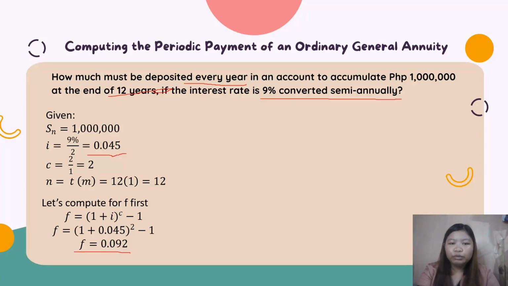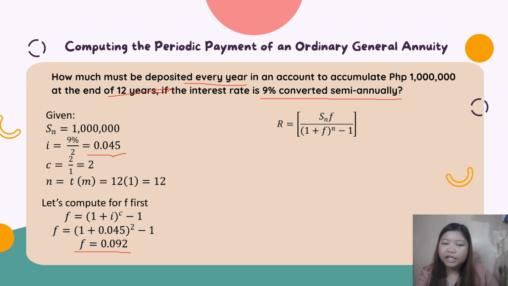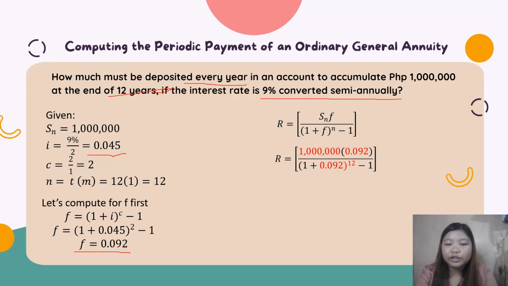Then after that, we are going to substitute all of the values in our formula. So the formula is R is equal to the quantity of S sub n times F all over the quantity of 1 plus F raised to n minus 1. Then substitute all the values. So we have 1 million pesos times 0.092 all over 1 plus 0.092 raised to 12 minus 1. Then use your scientific calculator to solve this one.